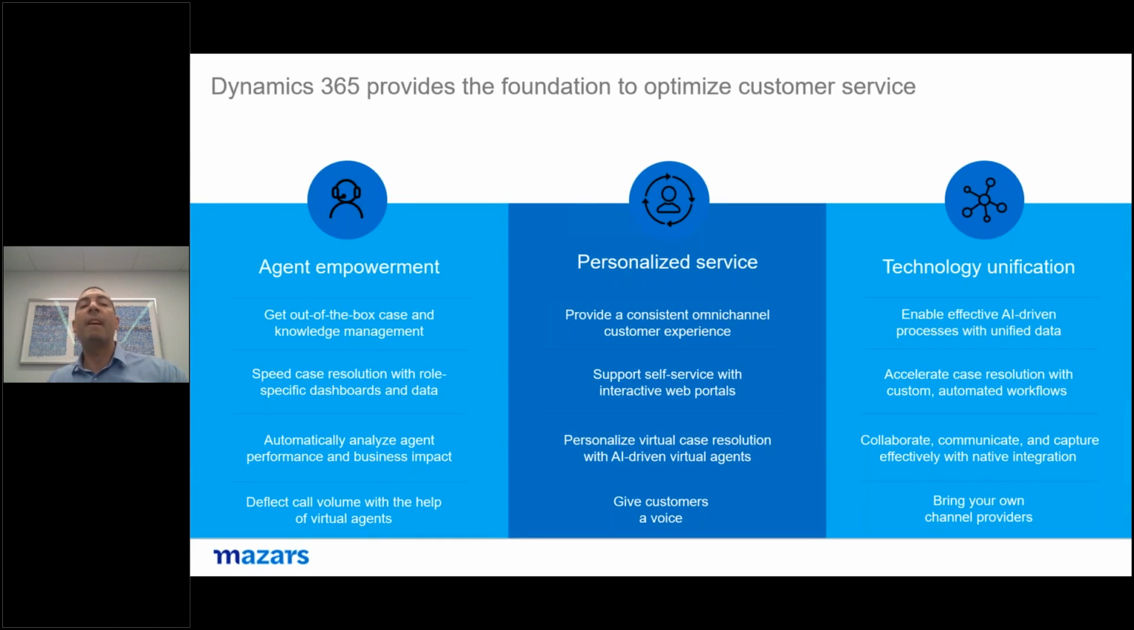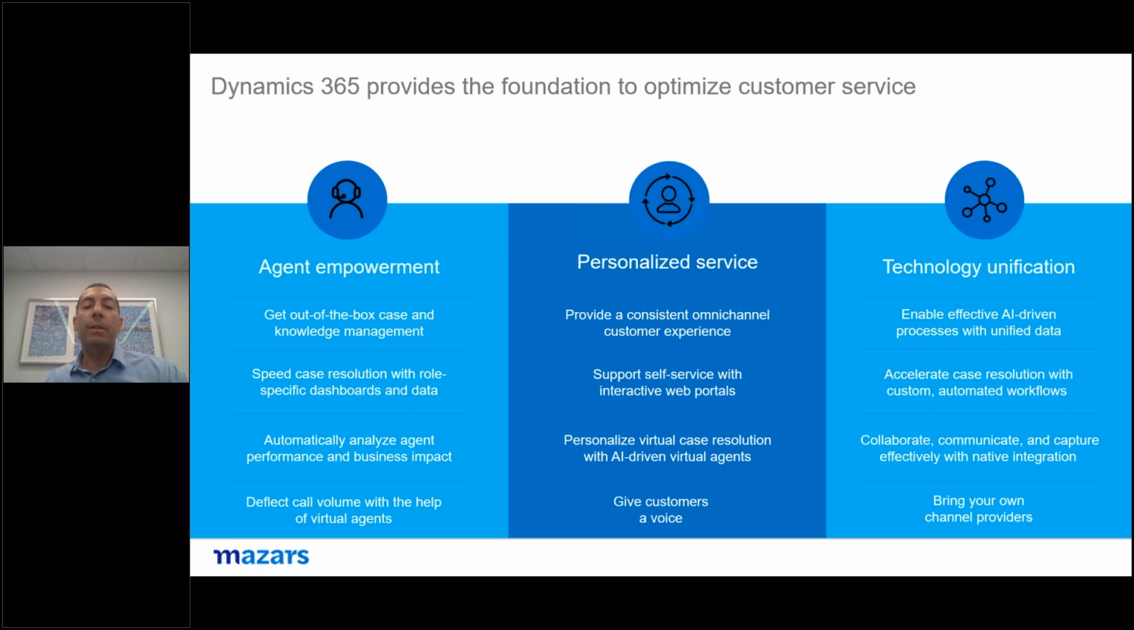So how does Dynamics 365 provide that foundation for optimal customer service? The first area is agent empowerment, which we're going to talk about today. Out-of-the-box case and knowledge management. So being able to access all of your knowledge base articles and all of your cases and process those efficiently within one place. Speedy case resolution, dashboards and data. We're going to touch upon that a little bit today. So all of that data is available to agents and supervisors to increase that resolution speed. You're able to analyze agent performance and business impact from that data as well. And then helping to deflect that low complexity call volume with the help of virtual agents. It's all going to really empower agents to focus on those more complex issues.